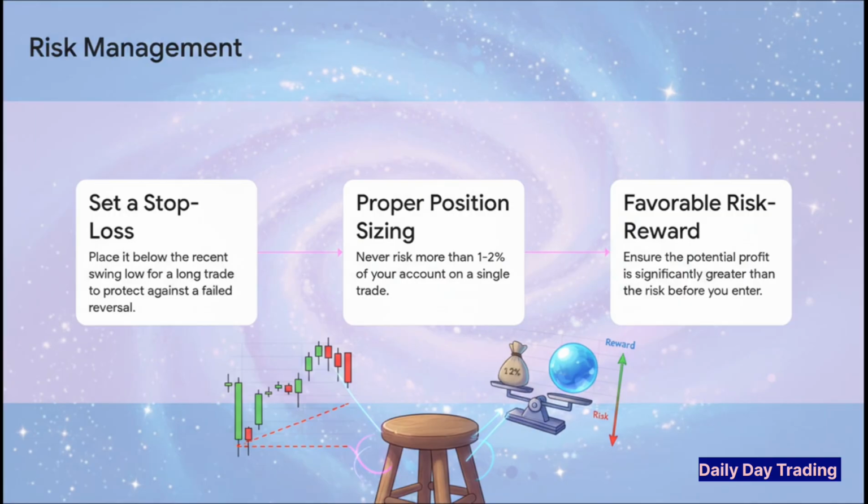First, you always set a stop loss. If you're looking for a bullish reversal, you stick that stop just below the recent low. Simple. Second, you got to use proper position sizing. That 1% to 2% rule, it's non-negotiable, period. And third, you only take trades where the potential reward is way bigger than your risk. If you can't get at least a 2-to-1 reward for your risk, just let it go. Walk away. I promise there will always be another trade.